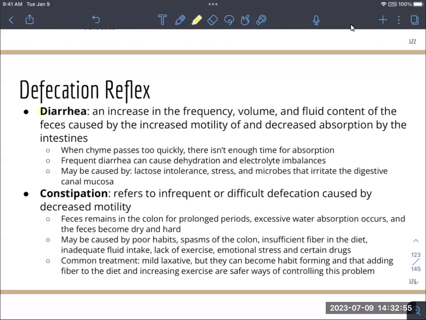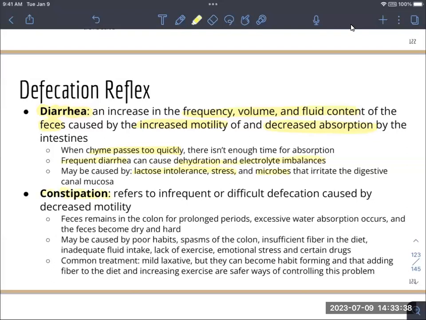Diarrhea. Diarrhea is because of the increase in frequency, volume, and fluid in the feces. It can also be caused by increased motility, and we're just not absorbing enough fluids. So if that chyme passes too quickly through that large intestine, we're not able to absorb enough. If we have frequent diarrhea, it can cause dehydration and electrolyte imbalances because we're not absorbing the nutrients that we need. Lactose intolerance can cause it. Stress can cause it. Microbes.